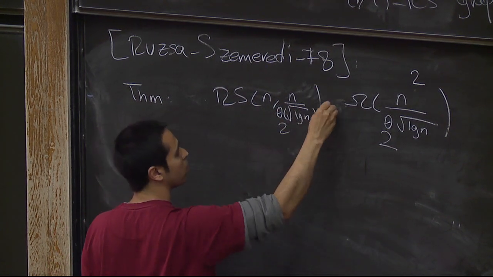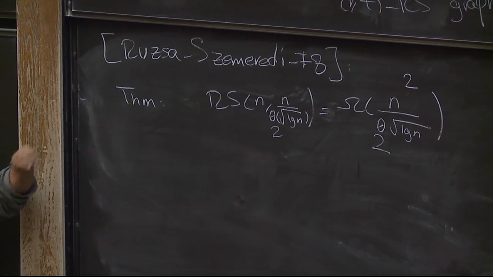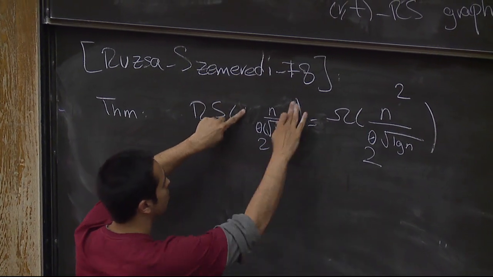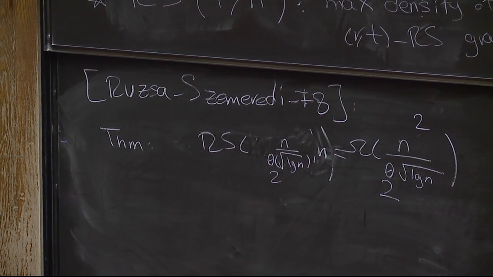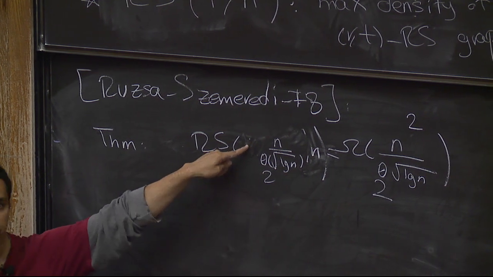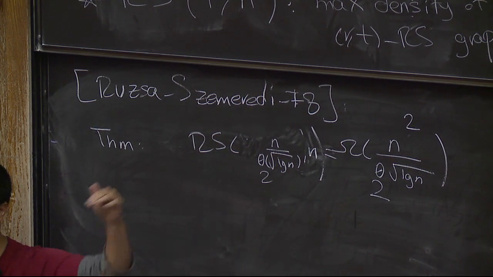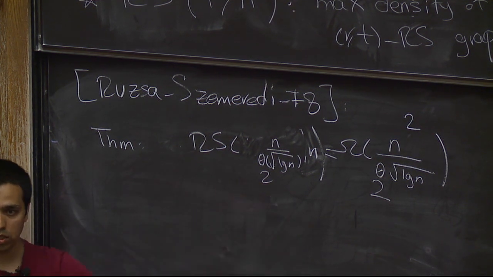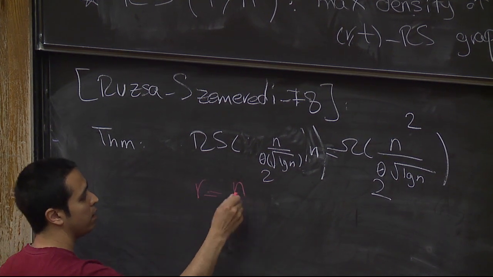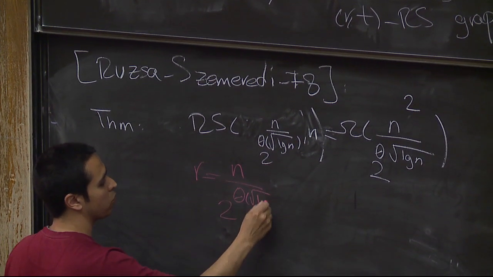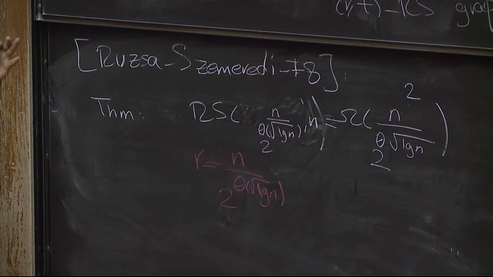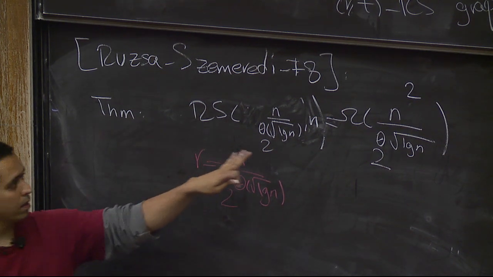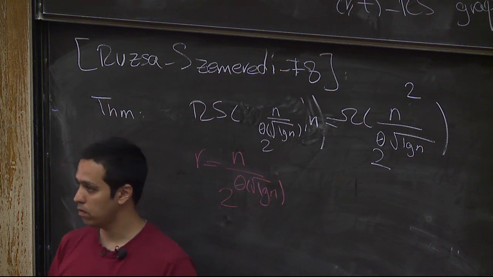This is my notation. What is this? They are creating RS graphs that have induced matchings of size slightly less than n. R is n divided by 2 to the square root log n, so this is the size of the induced matching. Sounds good? Very large matching, almost linear, and the graph has almost n squared edges.